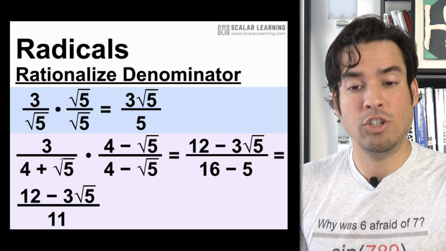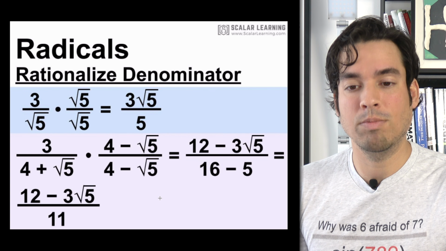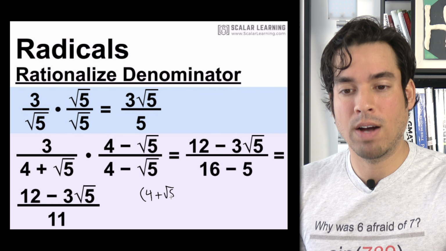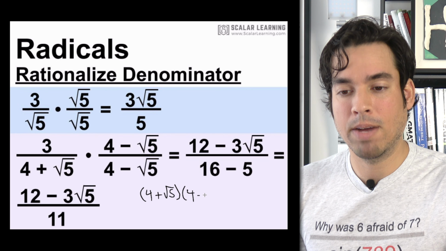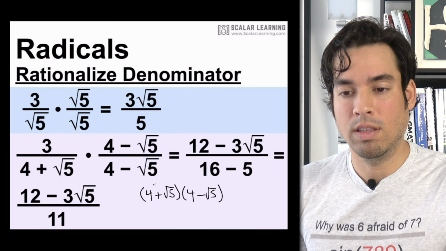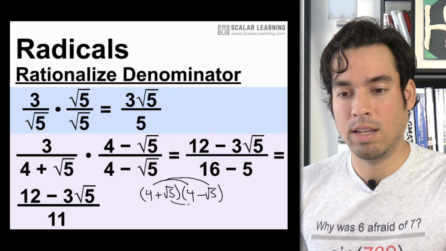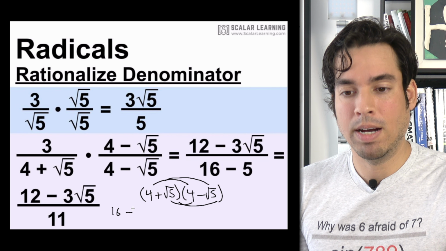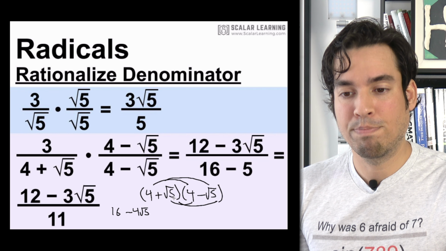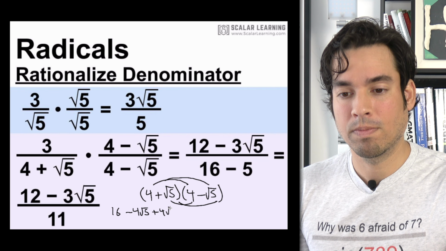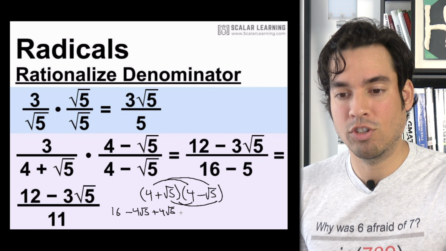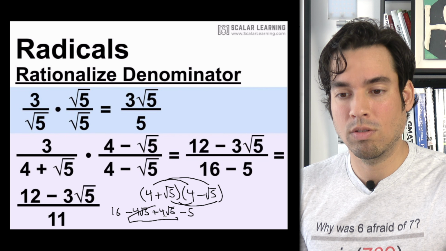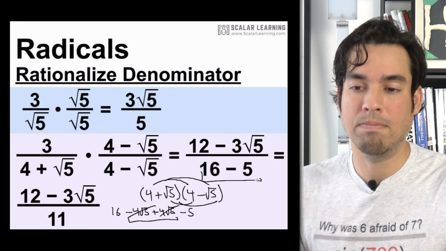Just as a little explanation of how this times this gives me this, let me just show you how it would FOIL. We'd have 4 plus square root 5 times 4 minus square root 5. This would FOIL like that and like that. So what do we get? We get 16 minus 4 rad 5 plus 4 rad 5. Rad 5 times negative rad 5 is just negative 5. The square roots go away. These guys are opposite. They cancel. And hence we're left with 16 minus 5.